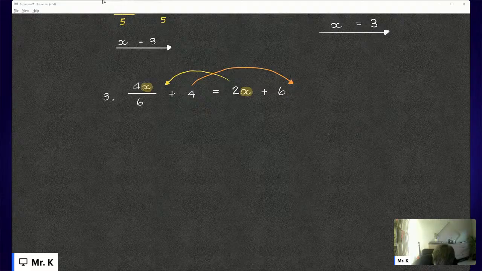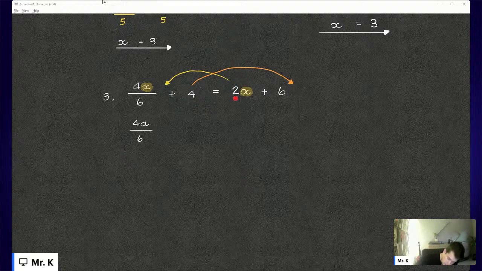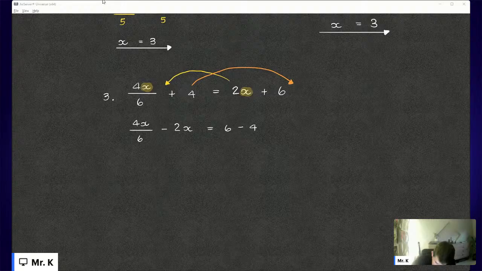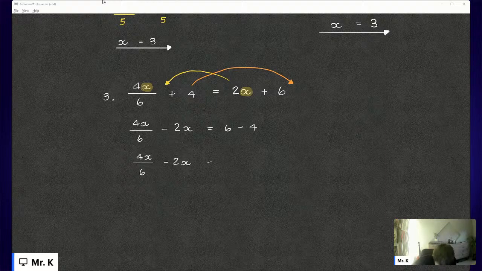So what are we going to have? Well, we keep the 4x over 6 on the left-hand side of the equation, but this 2x on the right becomes a minus 2x. This is then equal to the 6 that was originally on the right-hand side minus 4. Remember, because we want to change the signs. Now, we can't do much on the left-hand side over here because of this fraction at the moment, right? That's making things pretty irritating right now, but we're going to leave it as is. On the right-hand side, 6 minus 4 gives us 2.